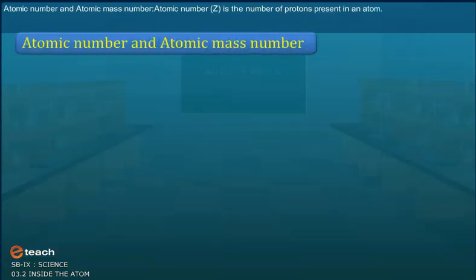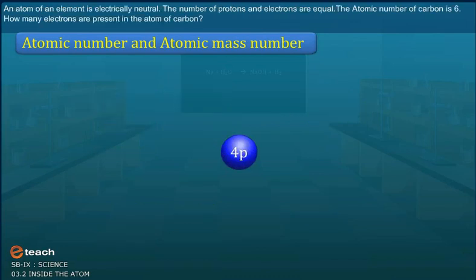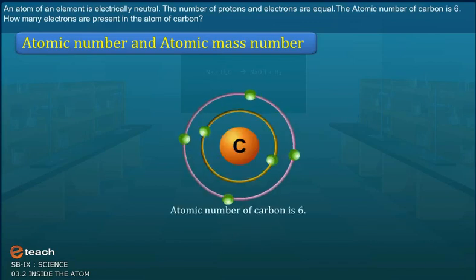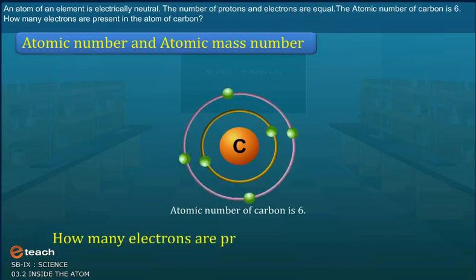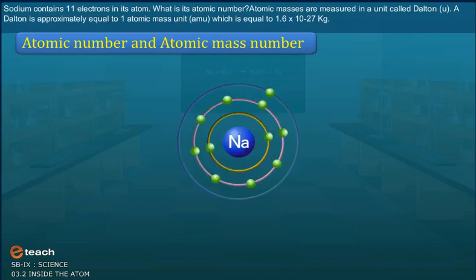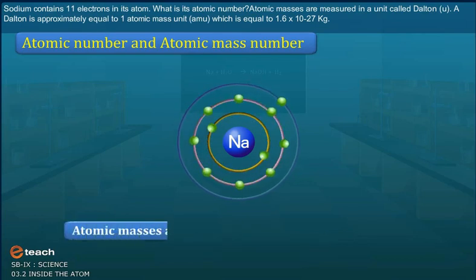Atomic number and atomic mass number. Atomic number Z is the number of protons present in an atom. An atom of an element is electrically neutral, so the number of protons and electrons are equal. The atomic number of carbon is 6. How many electrons are present in the atom of sodium? It contains 11 electrons in its atom. What is its atomic number?